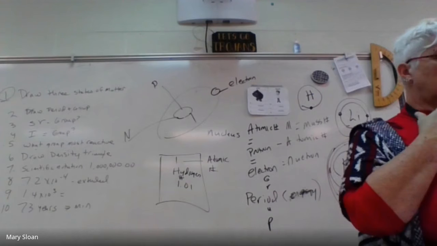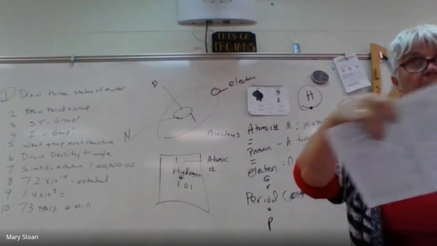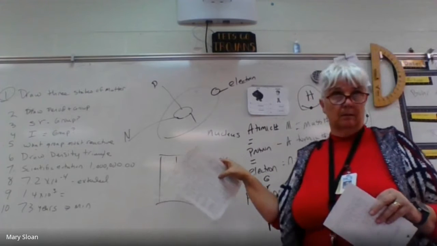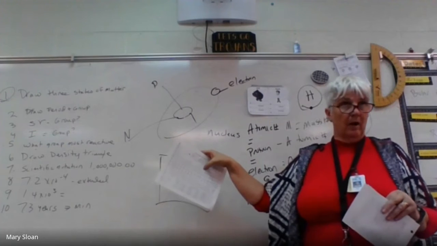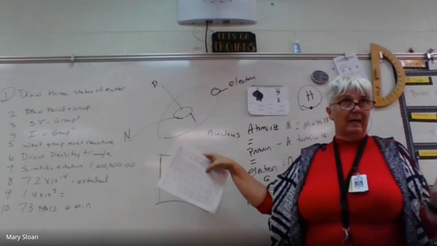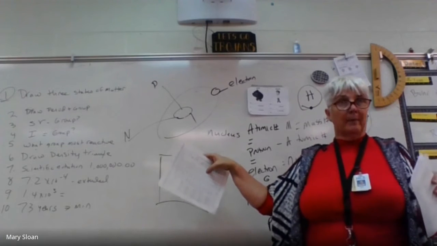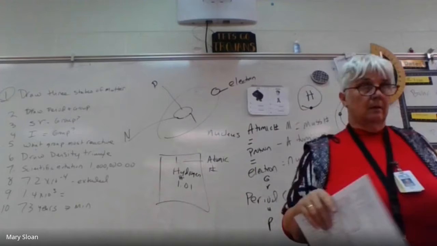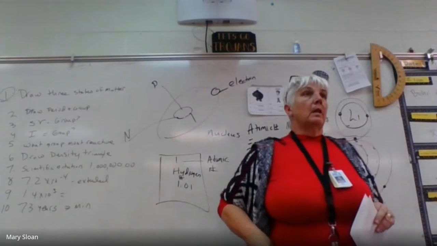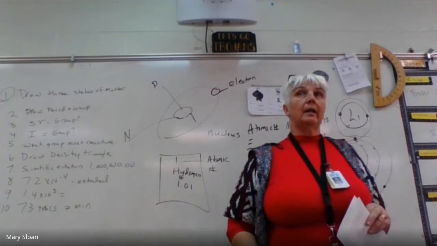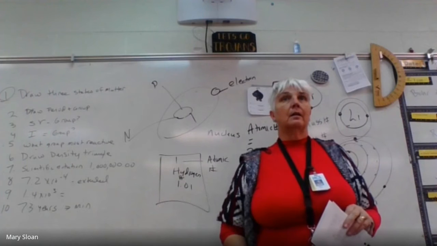Zinc is number 30 on your periodic table. Do you see zinc? Yeah. Number 30. Copper's right beside it, right? What's the difference between zinc and copper? The atomic number's different, right? You got 30 and you got 29. So you'd add like hydrogen to it.